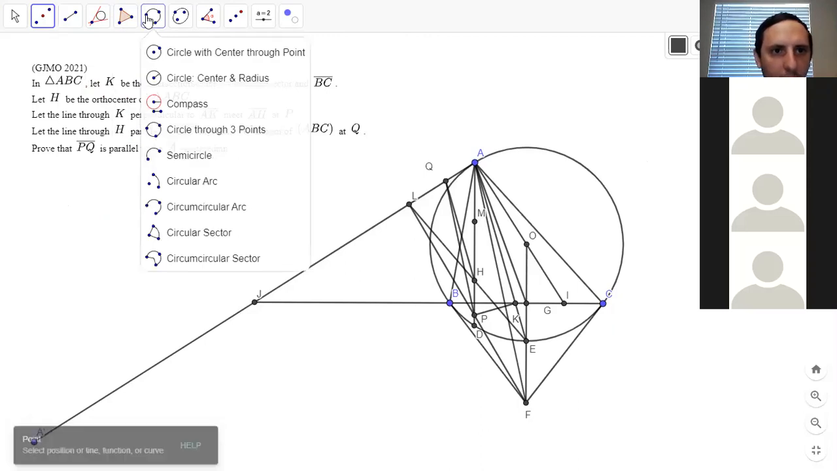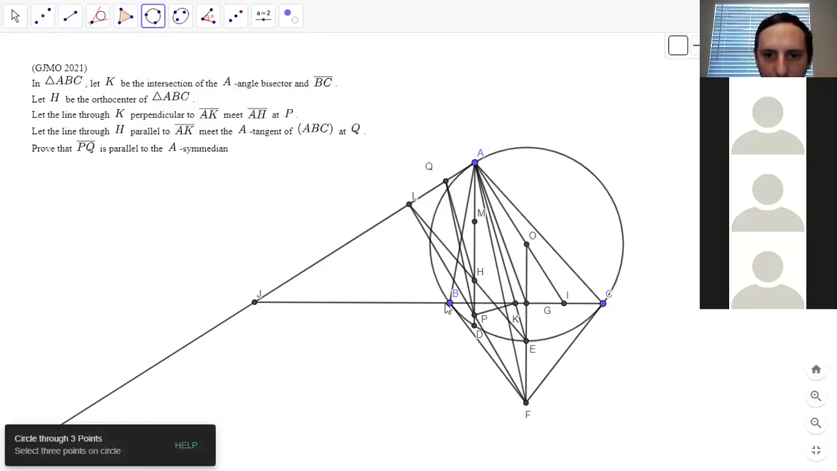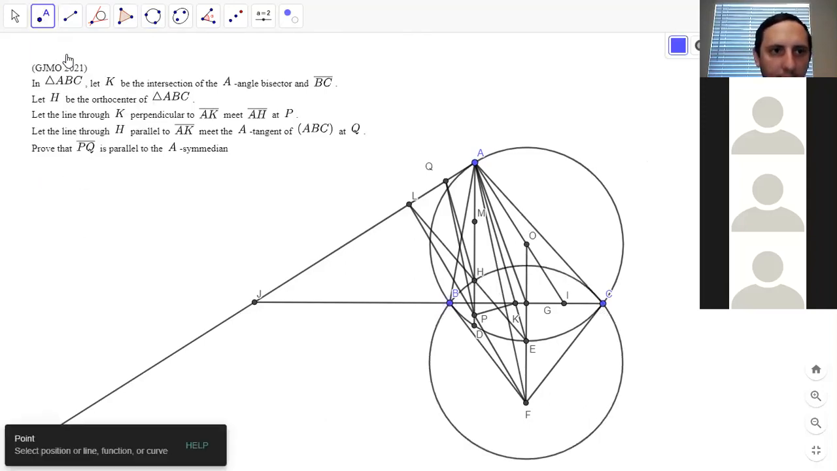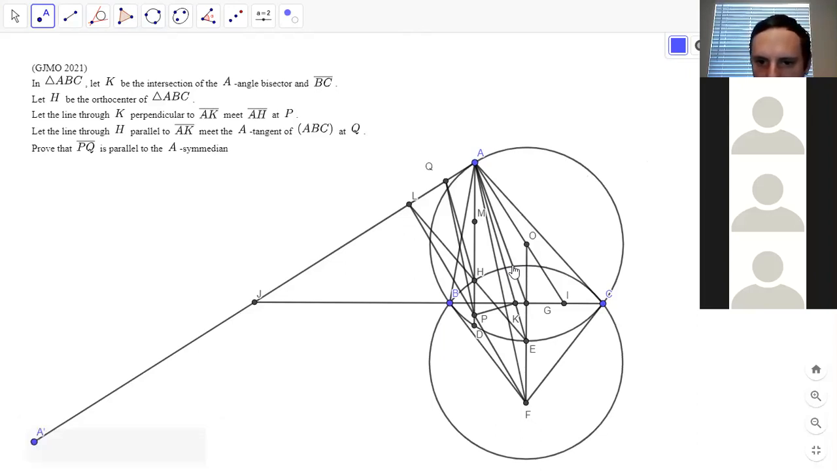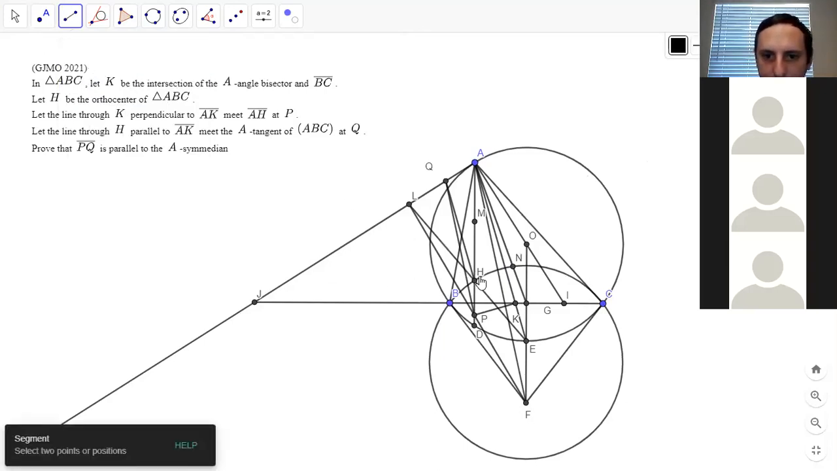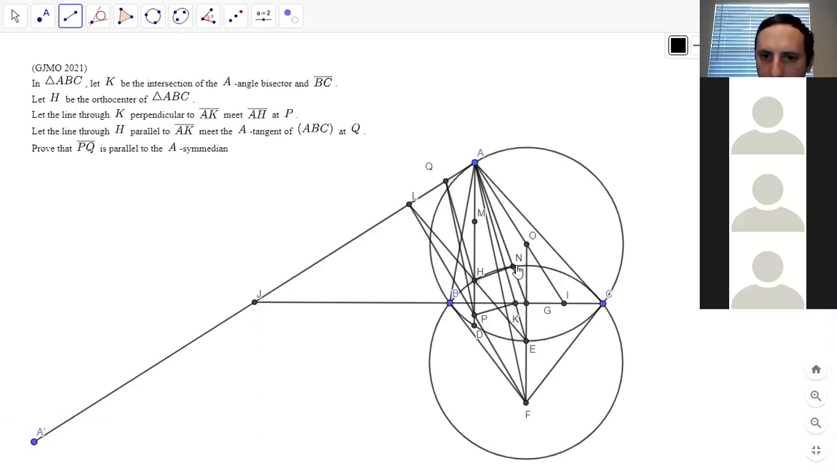So let me do this. Draw the circle BHC, and that's the Humpty point. So HN is perpendicular to AG. And JM is parallel to HN, and they're both perpendicular to AG.